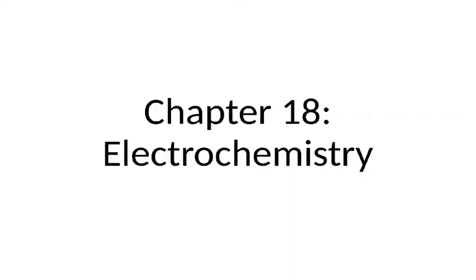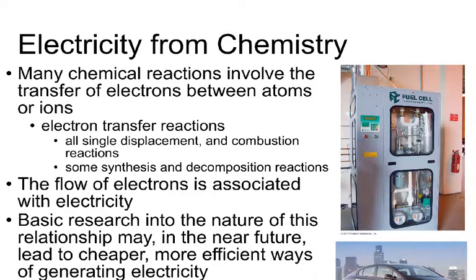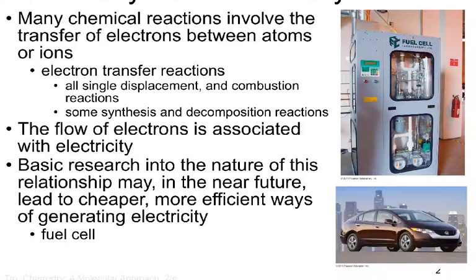Chapter 18 is on electrochemistry. So what is electrochemistry? We can use oxidation-reduction reactions and electron transfer to basically create electricity from chemistry. So the flow of electrons is what electricity is. And so research into this flow of electrons from chemical reactions is used in developing cheaper, more efficient ways of generating electricity. So fuel cells, batteries, that sort of thing.